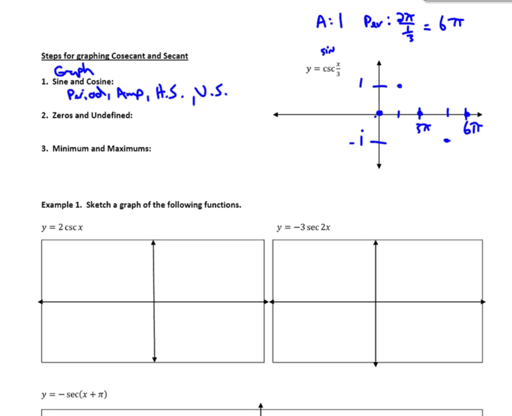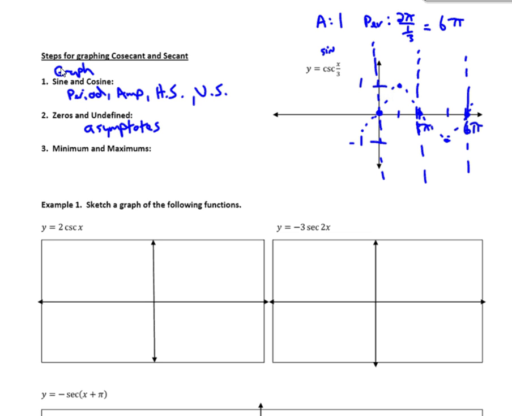Okay, so the first thing that I want to do is draw in the sine graph. There's the sine graph. But I'm not graphing the sine graph, so I don't do a solid line. I do a dashed line the whole way. So then I want to do zeros and undefineds. Those are asymptotes. So I'm going to put asymptotes at these zeros and undefineds. Here are the zeros. That makes them undefined.